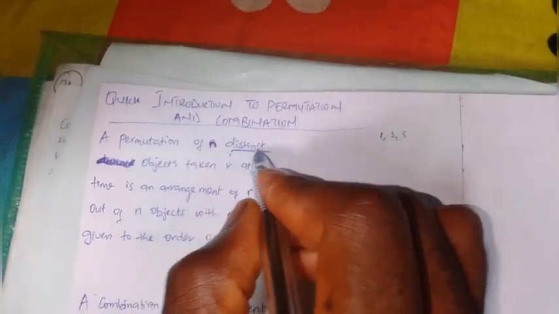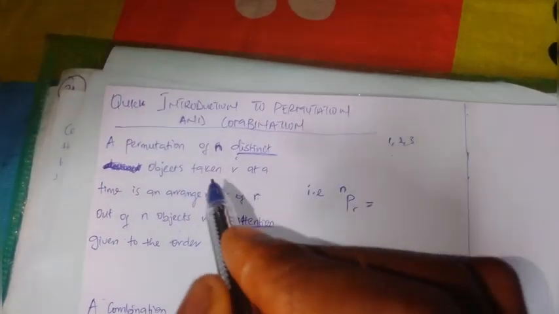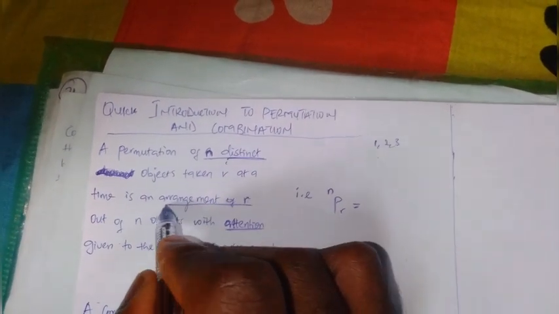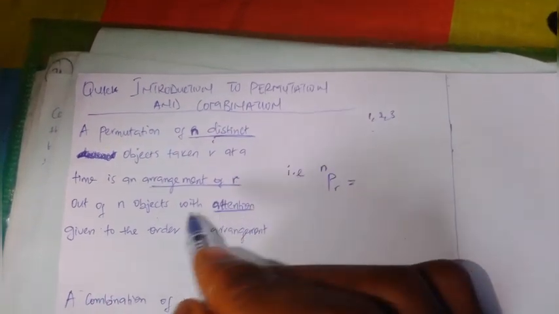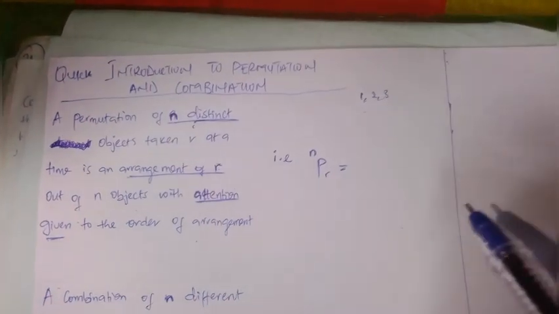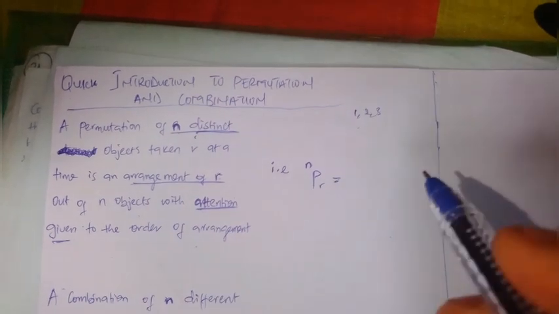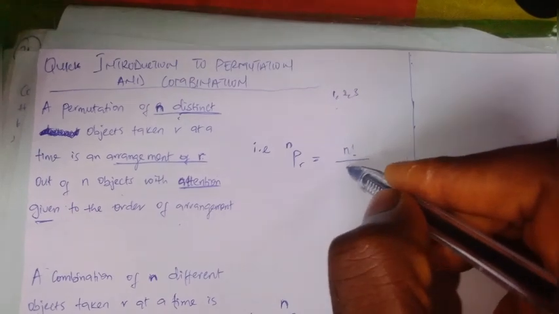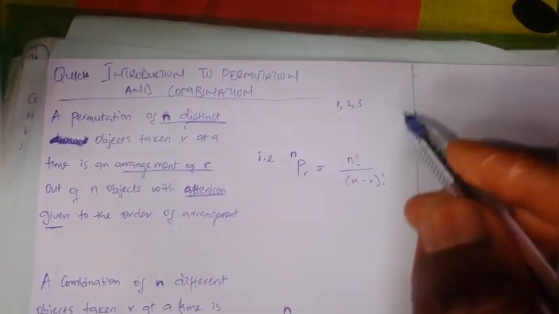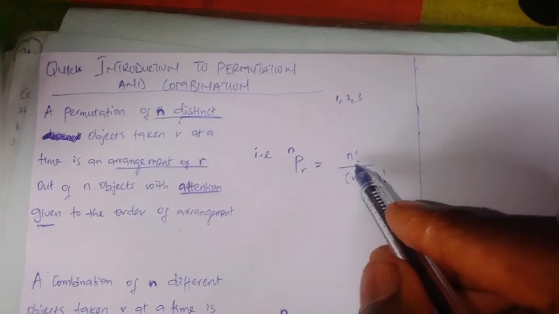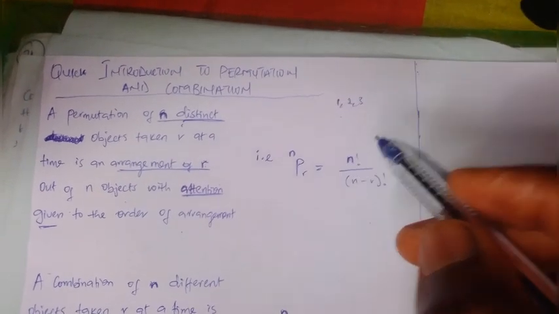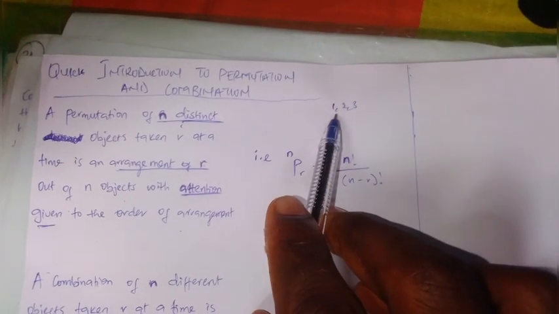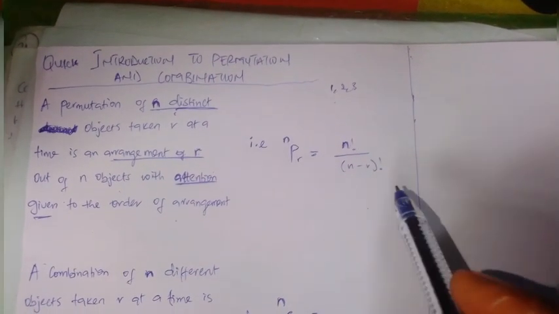So we have distinct objects, arrangements of r, and attention given to the order of arrangement. Now, the formula of permutation becomes what? nPr equals n factorial over n minus r factorial. That is the total number of elements present, over the total number minus the order of arrangement, the factorial of each of them.